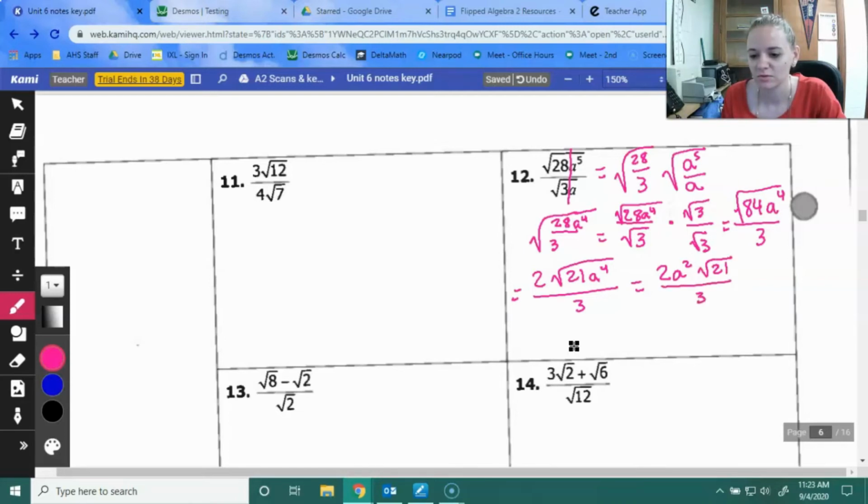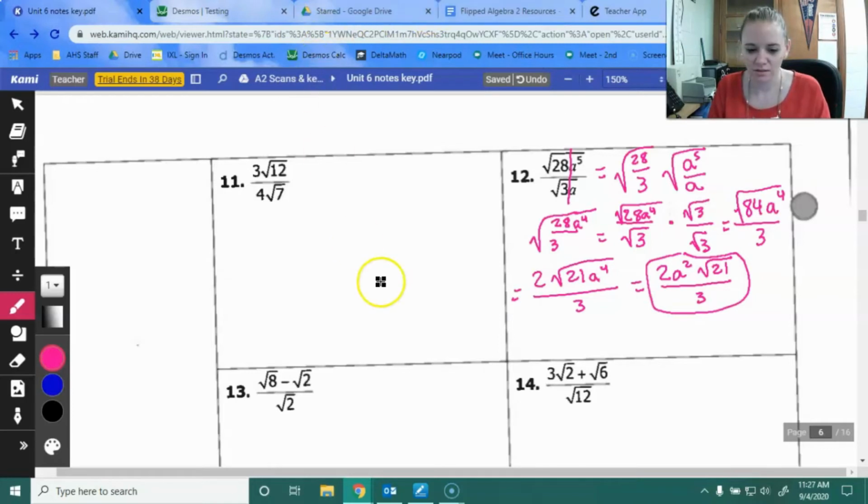2/3 doesn't reduce, so I think we're done. Let me check this just to make sure we're good. We got something wrong. Alright, let's figure it out. So actually that is the correct answer. One of the answer keys has the wrong answer, but my other one had the same answer, so I can't find any mistakes, so we're going to go with that. Alright, let's see what else we've got.